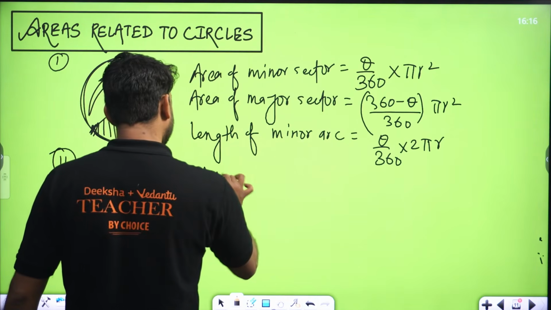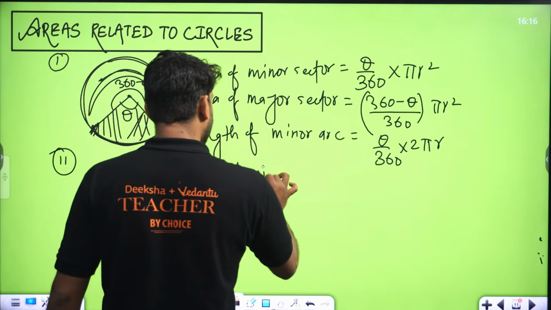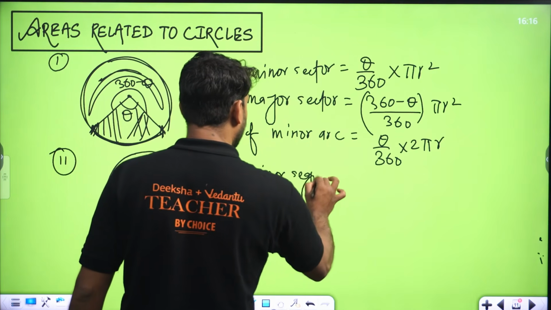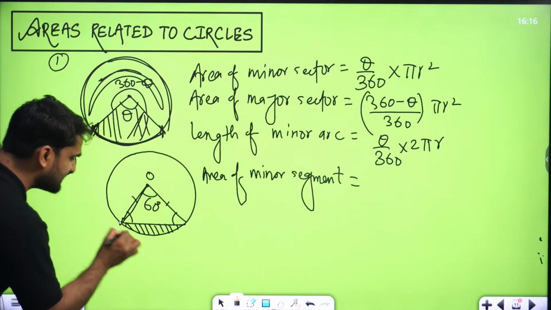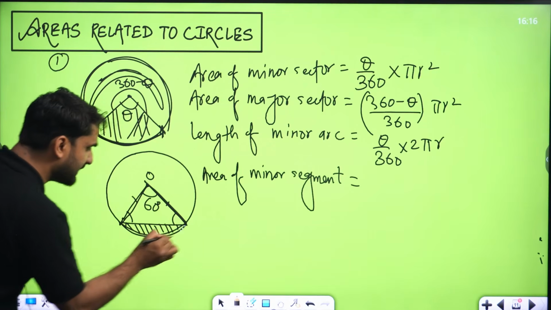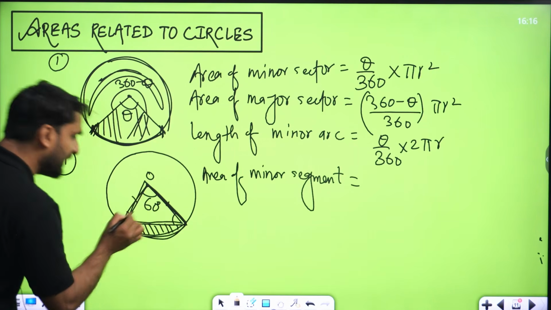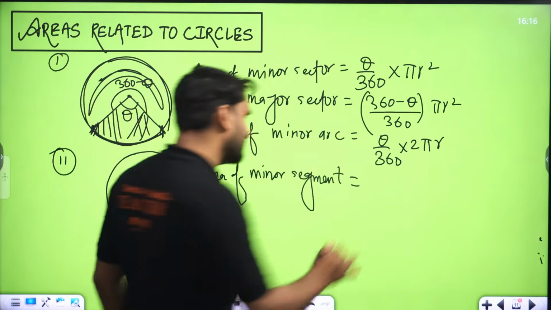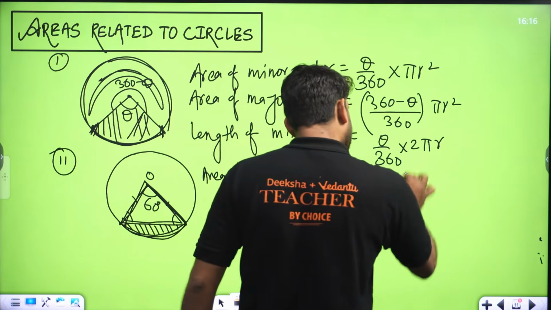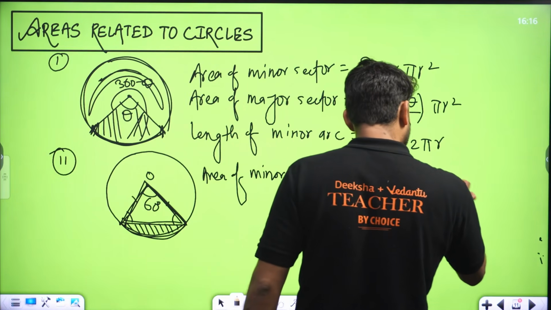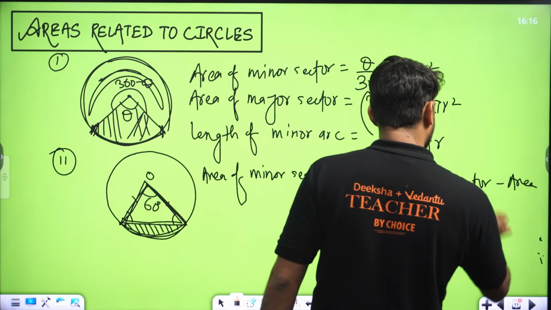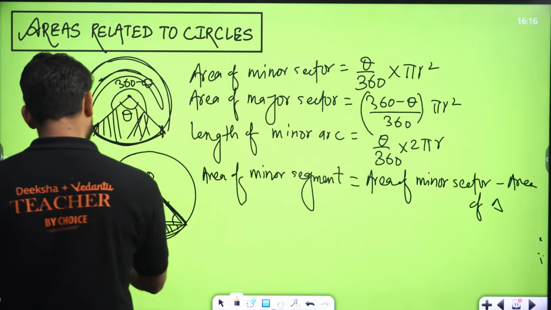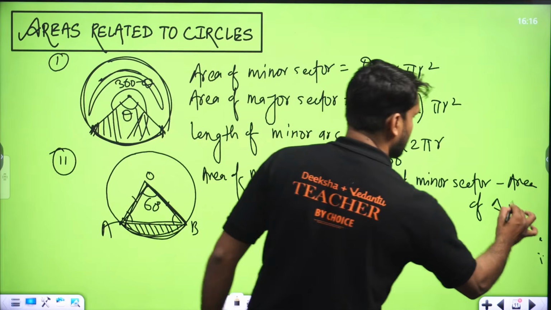So the area of the minor segment will be what? How can we find the area of the minor segment? Finding the area of the total sector minus the area of the triangle can give us the area of the minor segment. So we can write here the area of the minor sector minus the area of the triangle. We can name this triangle AOB. So the area of triangle AOB.